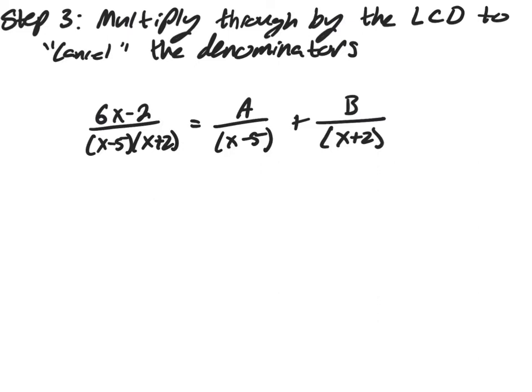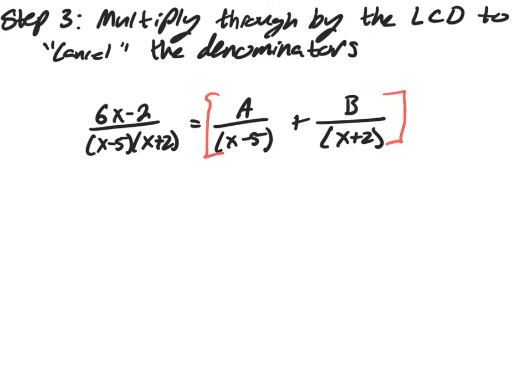Okay, so where do we go from here? The next thing we want to do, step three, is we want to solve eventually for a and b, but our denominators are in the way. It's difficult for us to solve with denominators. So we're going to go back to the last objective, which was solving rational equations. And we're going to do something very similar, which is multiply through by the least common denominator in order to cancel out our denominators and be able to solve.